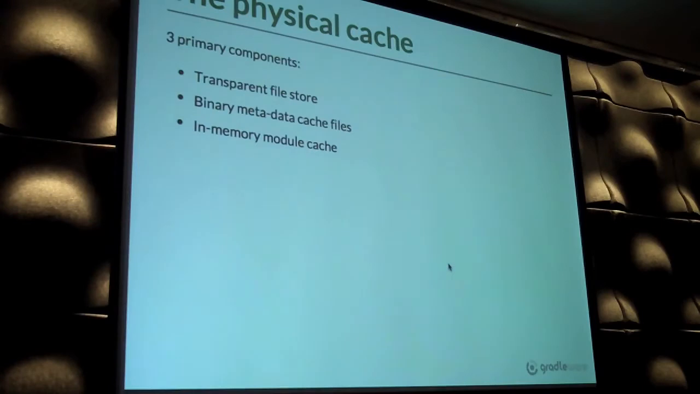There's a file store, which is storing everything that was ever downloaded. There are some binary metadata cache files, which are kind of maps where we can look up artifact attributes, and they mostly point to files within the file store. And then we have an in-memory module cache, which is a within-build thing as opposed to a cross-build thing, so it's not so important.